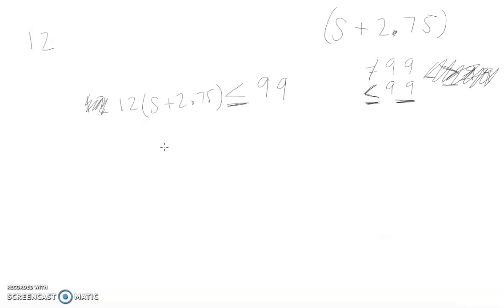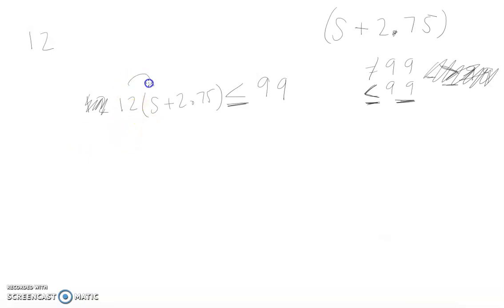So now all we're going to do is see what's the highest price for one shirt. So that's what we're solving for. It's like an X, but we're using S because it's a shirt. I'm sorry if my S looks a little big. But yes, that's what we're solving for.